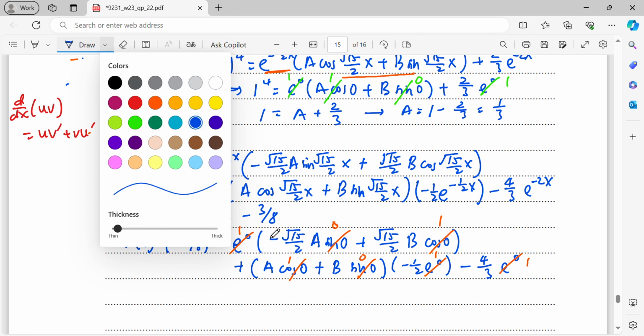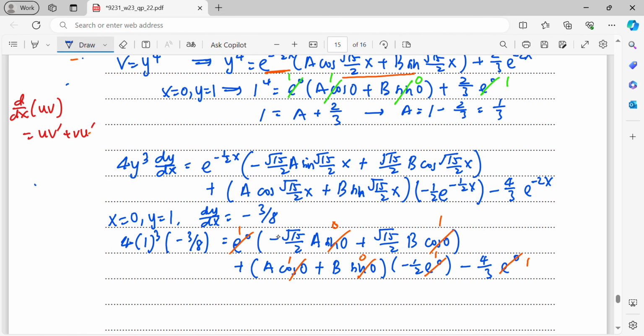That means now I will be getting left hand side is basically 4 times negative 3 over 8. You are getting negative 3 over 2, because the 4 and 8 can be simplified. For right hand side, the sine 0 is 0, so the a term is missing. Then you are getting just square root 15 over 2 b, and then plus a times negative half, then minus 4 over 3.